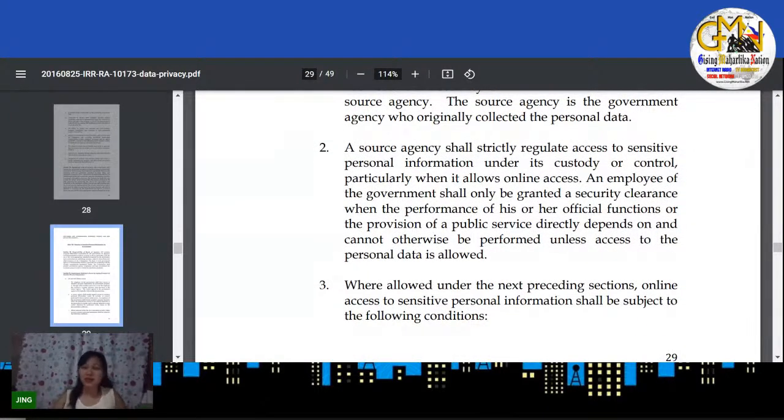Nakakahaba pa to. Marami pala itong Privacy Act na to.